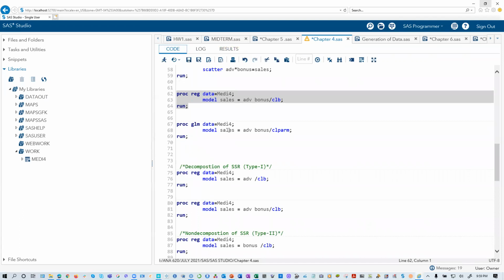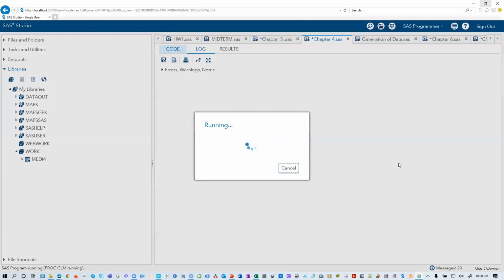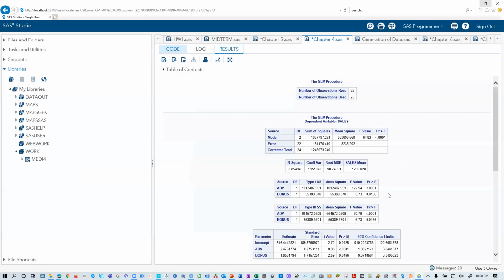Look at what's going to happen. I'm going to run the same thing. Look at the code. Now instead of using reg, I'm going to run sales on advertising and bonus, my model. I'm going to use CLB. They call it CLB here, the confidence level for parameters. So B0 and B1 are called parameters. PARM is parameters. Look, it's the same.